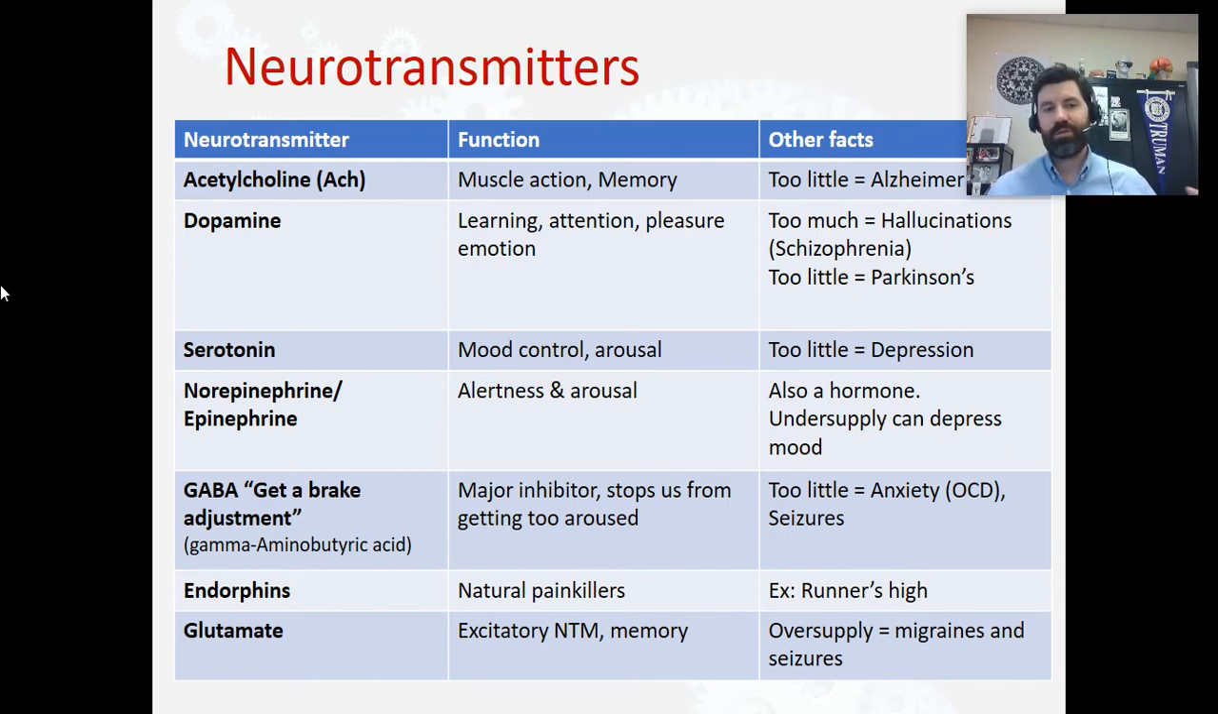These are the 6 or 7 that you got to know for AP Psych. I'll go through some of this. I'm not going to go through every single detail because you can read this on your own, but some things to keep in mind.